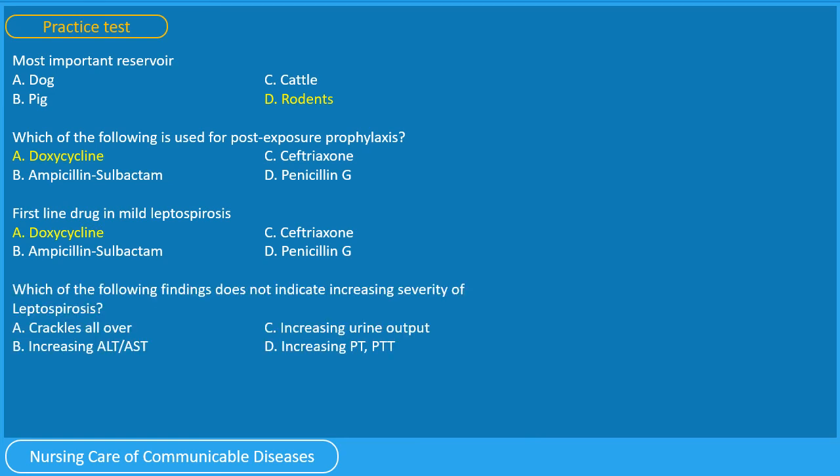And for the last question, which of the following findings does not indicate increasing severity of leptospirosis? A. Crackles all over, B. Increasing ALT or AST, C. Increasing urine output, or D. Increasing PT and PTT. You have 5 seconds.